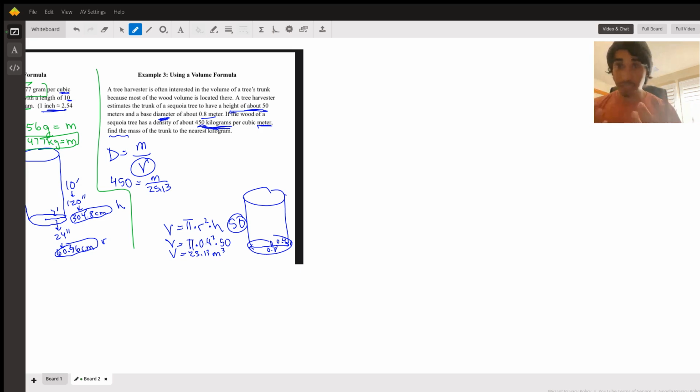Last thing, same as always: multiply that over to the other side. So 450 times 25.13, that's going to be your answer. That'll be the mass. So 450 times 25.13 gives you a mass of 11,308.5 kilograms. Sorry, 11 thousand. 11,308.5 kilograms equals the mass. All we did is take this and multiply it by 450. And there's your answer.